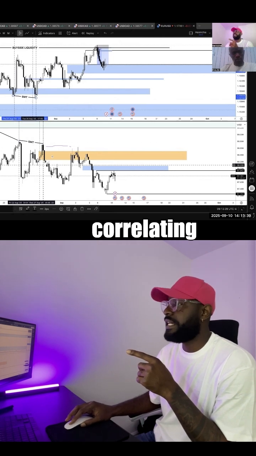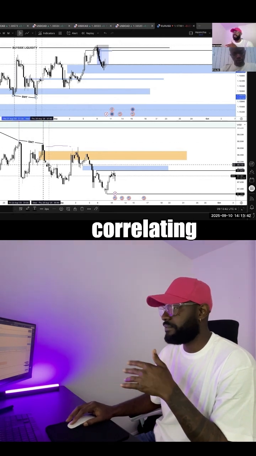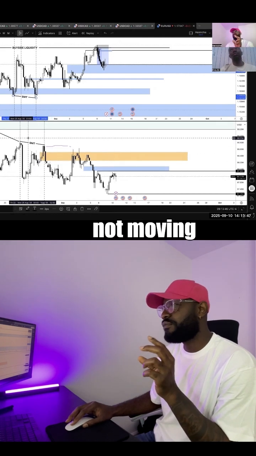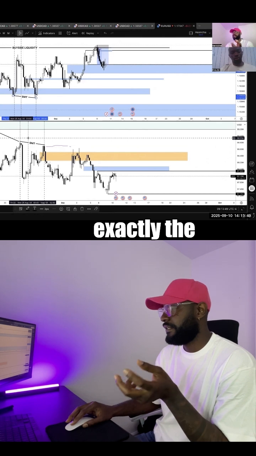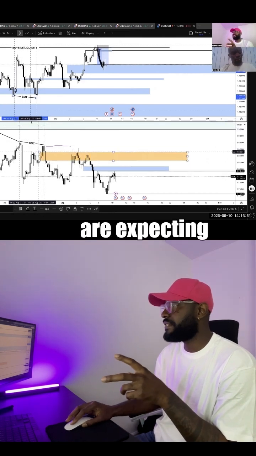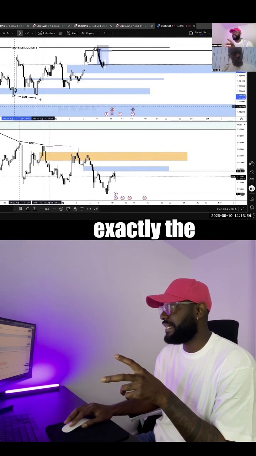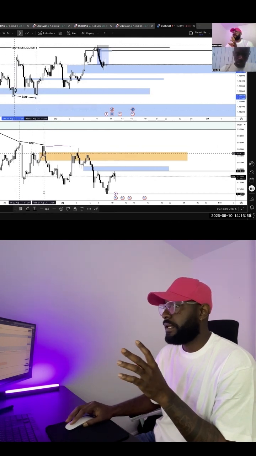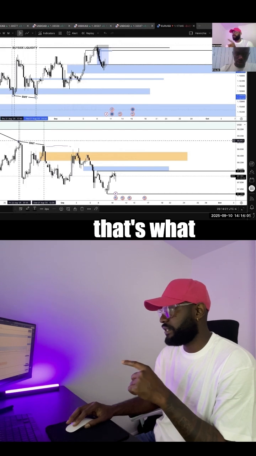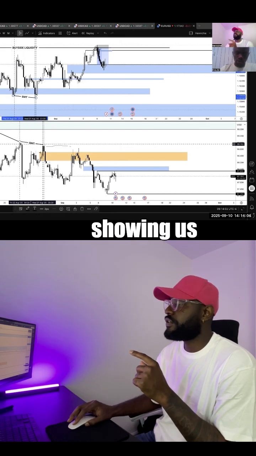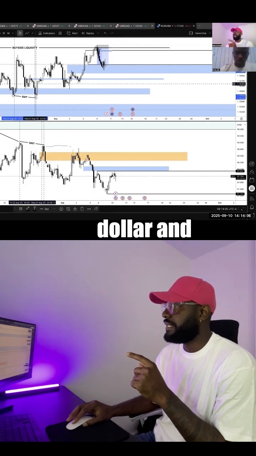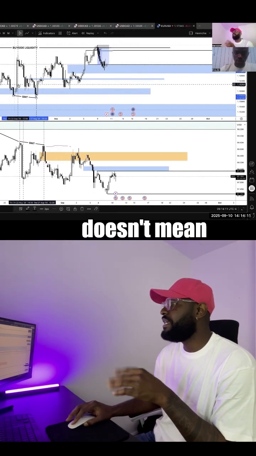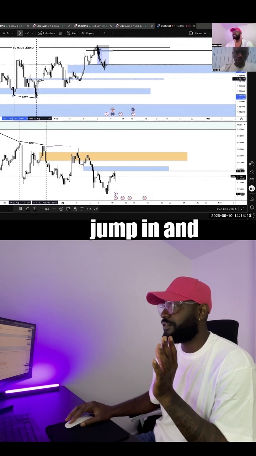When two correlating pairs, whether it's an inversely correlating pair or just directly correlating to each other, are not moving exactly the same way, when we are expecting both of them to move exactly the same way, whenever you see this kind of behavior, it's called smart money SMT divergence. That's what this is called. Now, this is showing us weakness in dollar and strength in euro, right? Now, it doesn't mean the moment we see this, we jump in and just start buying.